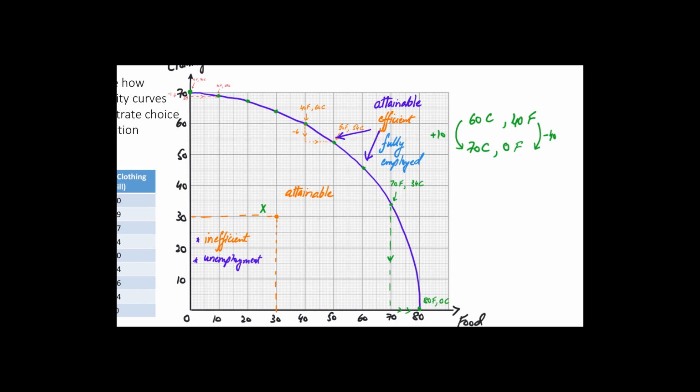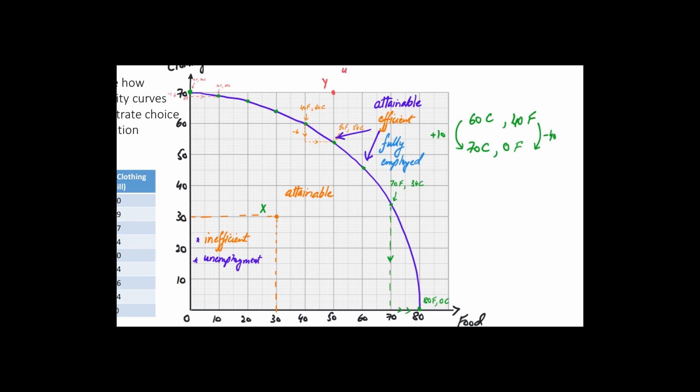However, let's say I mark a point, let me mark it over here somewhere, like this. I point Y up there, which is saying a combination of 50 food and 70 clothing. Can I produce that? Do I have the capacity to produce 50 food and 70 clothing? This point Y.